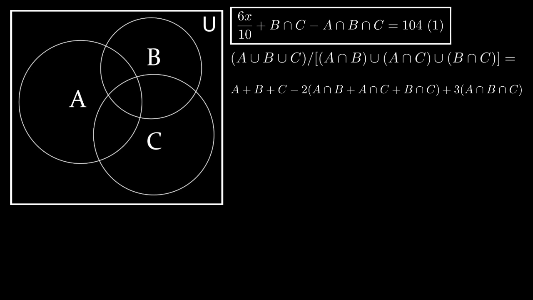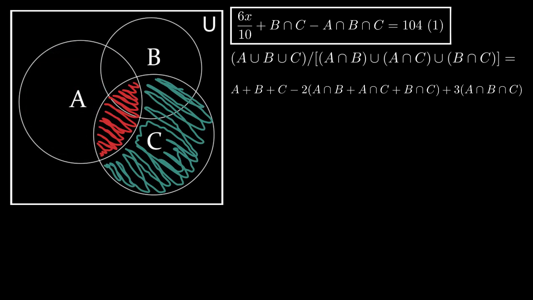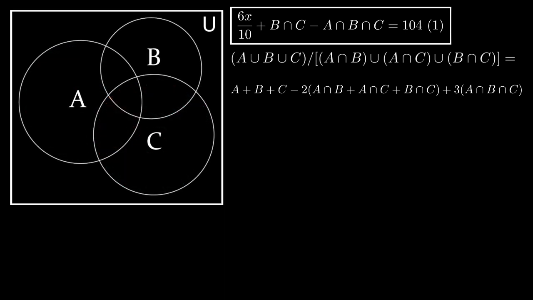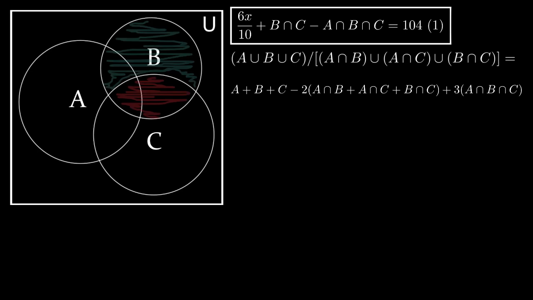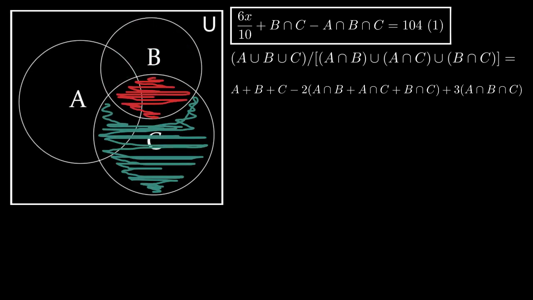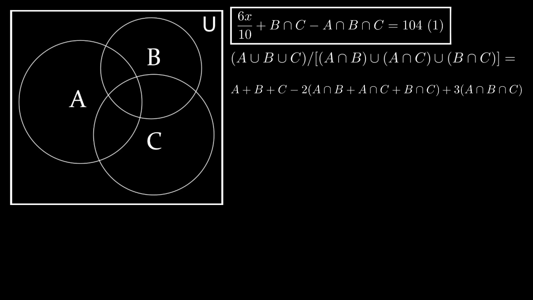Okay, when we added A plus B, we added A intersection B twice. So we have to subtract it twice from exactly one because we don't want it. So far we have A plus B plus C minus 2 times A intersection B. So we use the same logic with the other sets. We added A intersection C twice when we added A plus C, so we subtracted twice, and so with B intersection C. Now let's look at A intersection B intersection C.